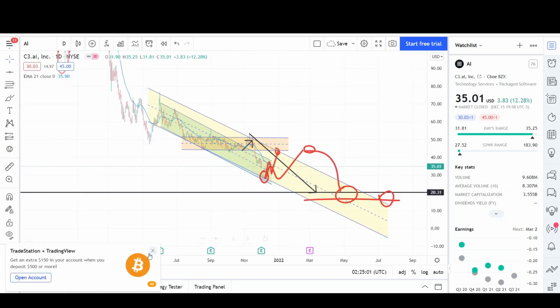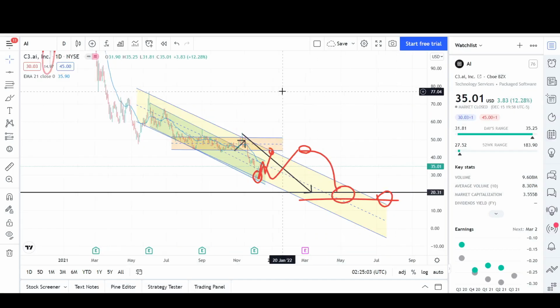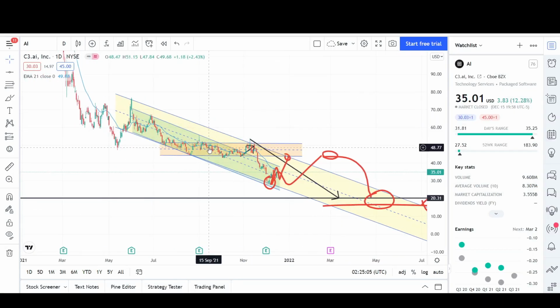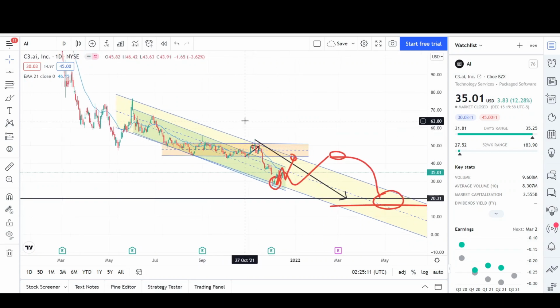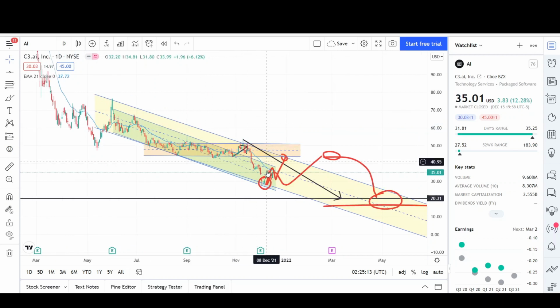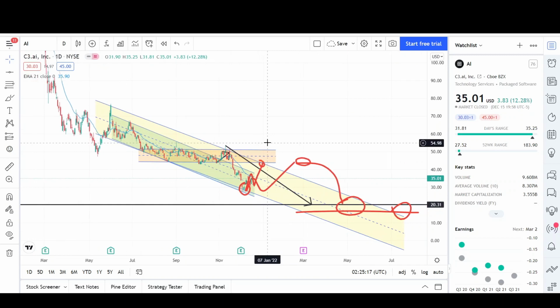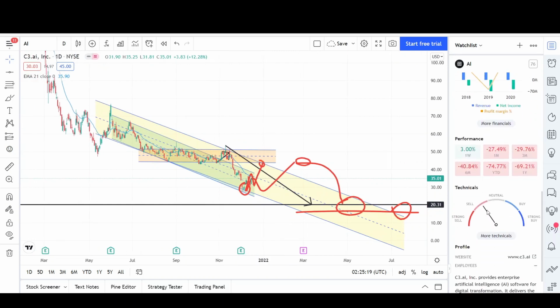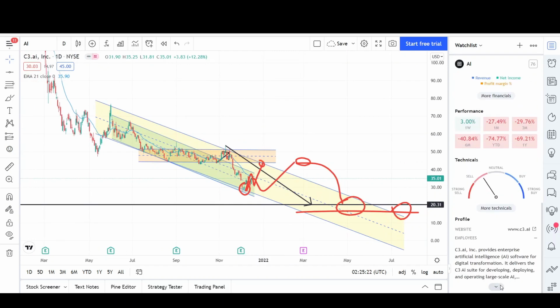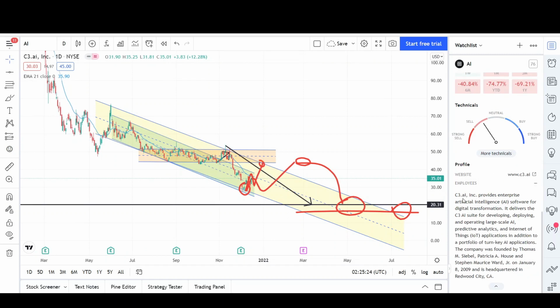So this company is just in a slow grind down. You can see that pretty much daily it's been selling off or having small corrections. And the thing is, I don't see any bullish signs yet as of right now, but it could change in the future. I mean, the thing about this company, I don't know anything about it. If I just zoom down, it usually tells you what it is. It looks like C3.ai Incorporated provides enterprise artificial intelligence software for digital transformation.